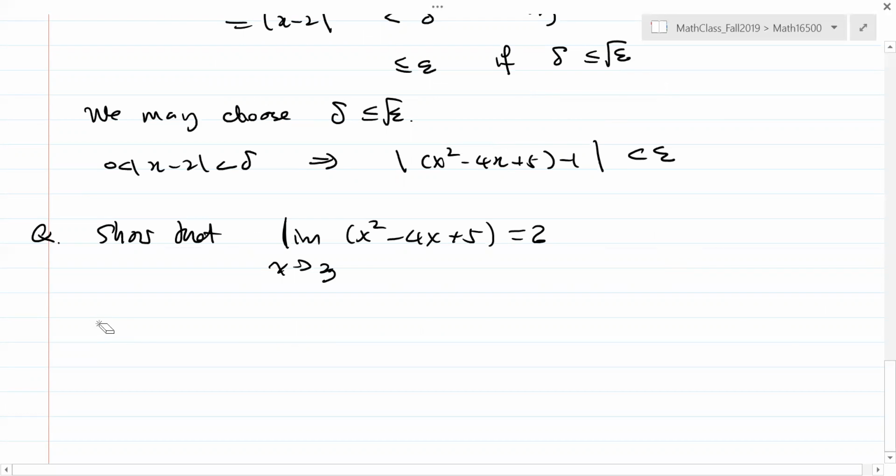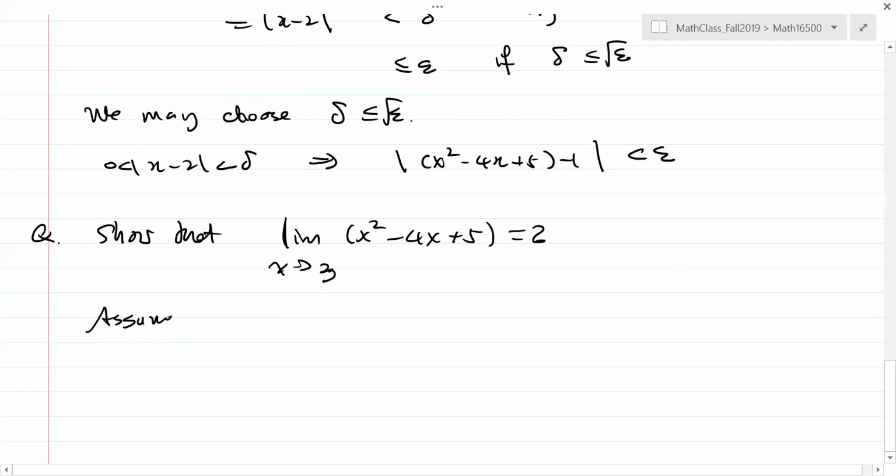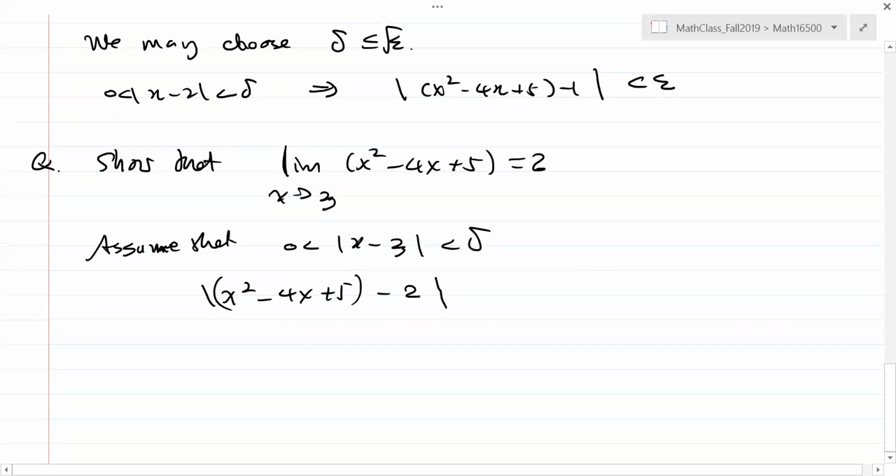To prove that, we assume that 0 is less than absolute value of x minus 3, which is less than delta. Most of the time we just need the other side of the inequality, because greater than 0 means x is not equal to 3. So x squared minus 4x plus 5 minus 2, that's the difference. I want to make sure this is less than epsilon. We cannot say that at this moment, but later on when we choose a smaller delta, it should be true.